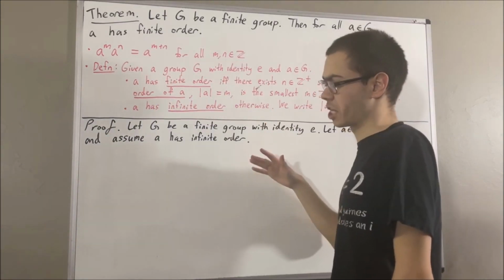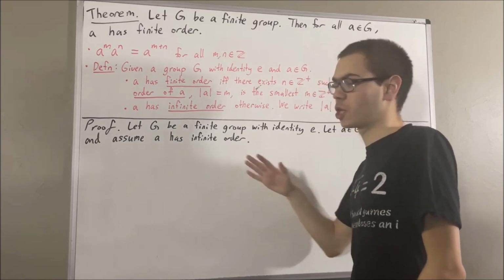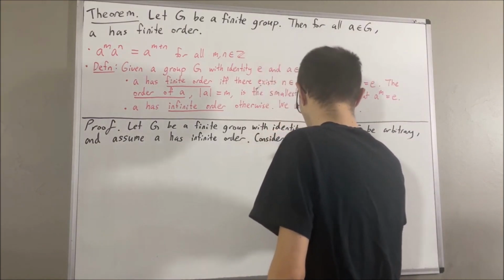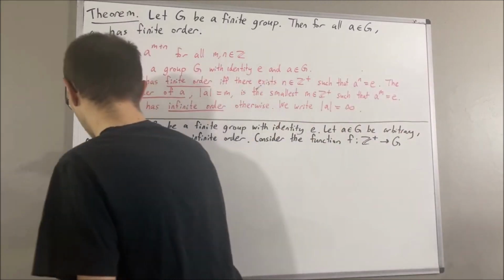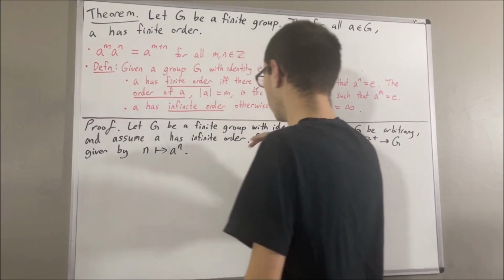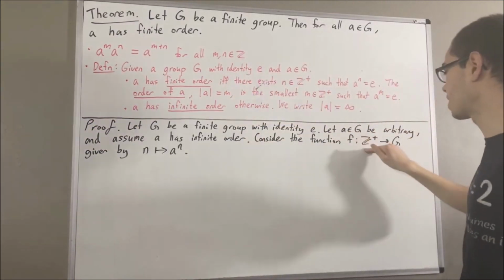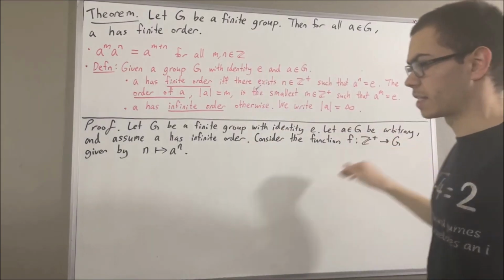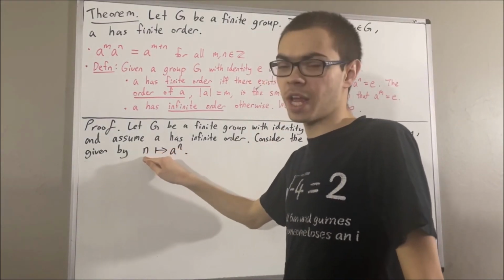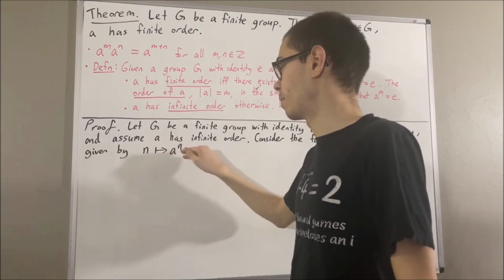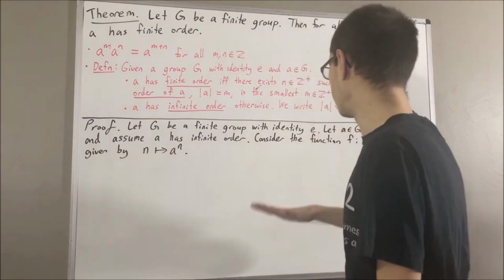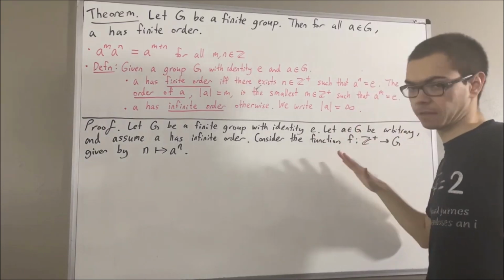And to reach a contradiction, the idea is to consider the following function. We consider the function f from the positive integers to G, that's given by mapping each positive integer n to the group element A to the power of n. The claim is that we can show that this function is injective.